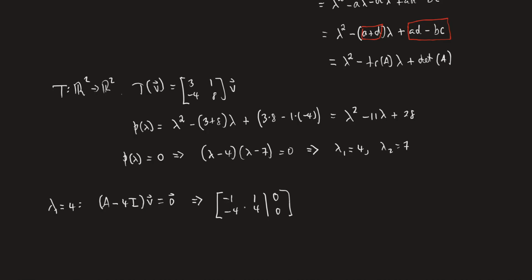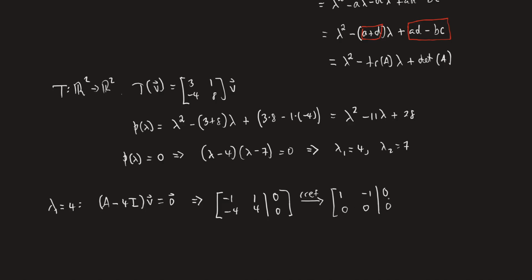Now you can see what's going to happen. We can clearly see that row 1 and row 2 are scalar multiples of each other. So it shouldn't be hard for you to see that if you put this in RREF, all you would do is multiply the first row by -1, and then use that row to eliminate everything in the second row.